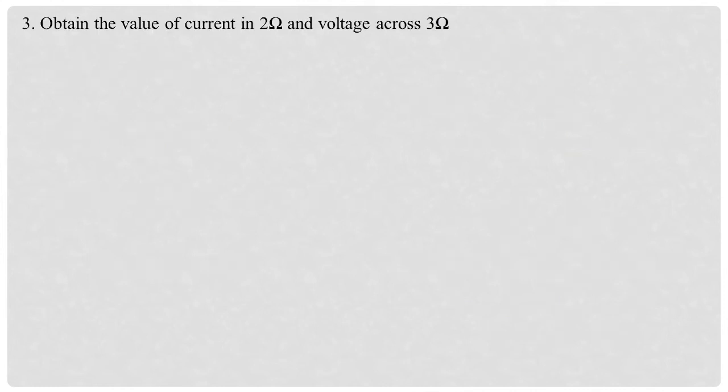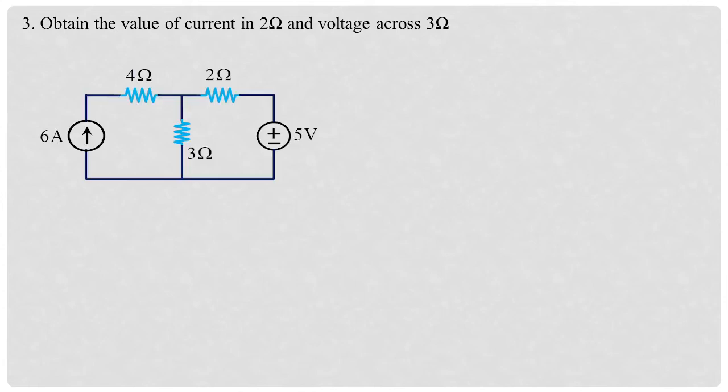Let us go with another problem. Here you can see you have 6 amperes, and 4, 2, 3 ohm values of resistors arranged in a T network, and another source, a voltage of 5 volts. So one is a current source, one is a voltage source.